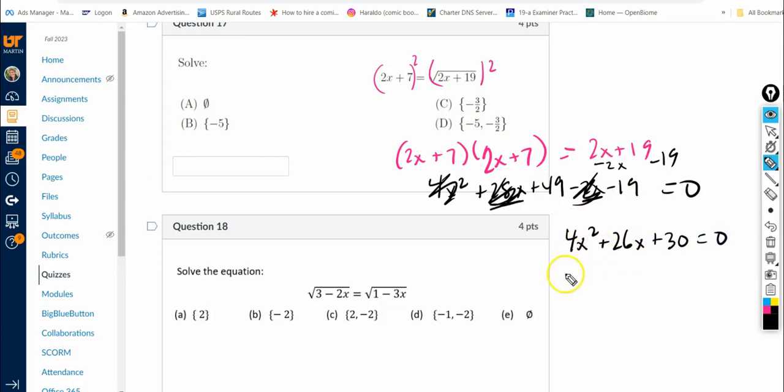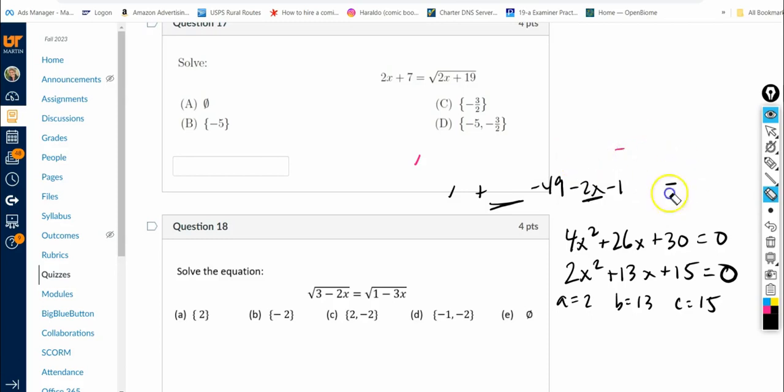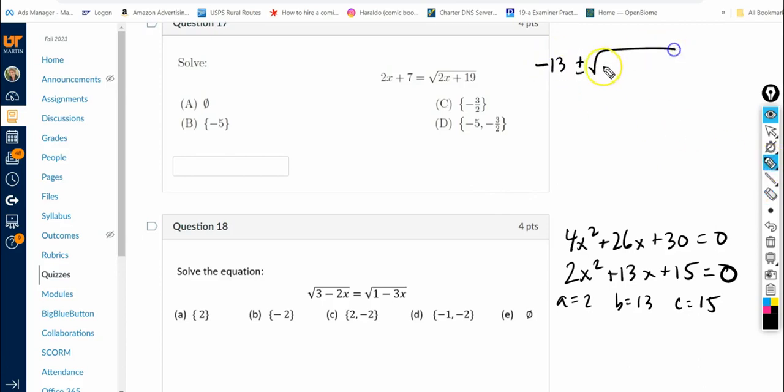And I can divide everything by 2. And I can try the quadratic formula with that. A is 2, B is 13, and C is 15. And see what fits. So if I'm going to do that, I'm going to have minus B plus or minus the square root of B squared minus 4 times A times C, all over 2 times A.